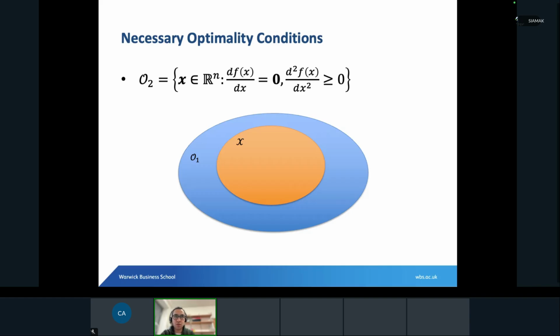What do you think? O2 is the set of all decision variables where the first derivative is equal to 0 and the second derivative is non-negative. What do you think? O2 comes here. It's a subset of O1 because you're narrowing down. And it is greater than X because it's not enough for us to have the local optimum.